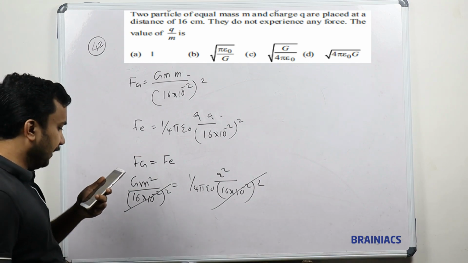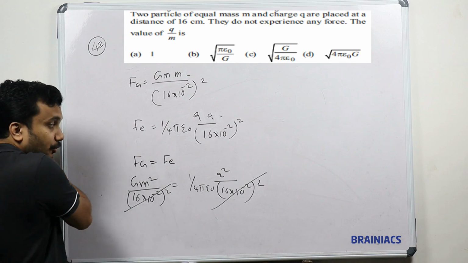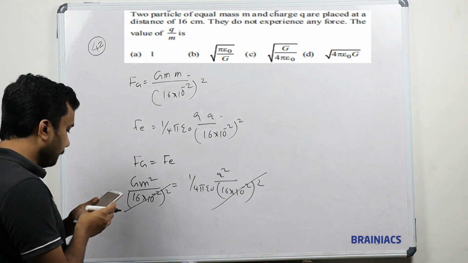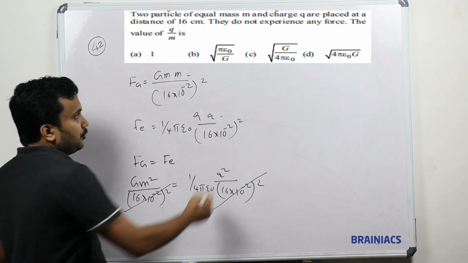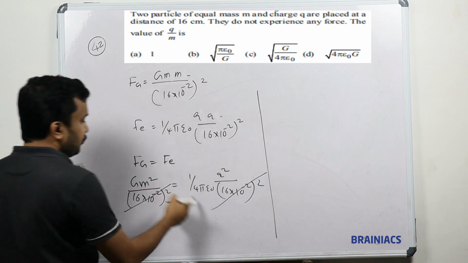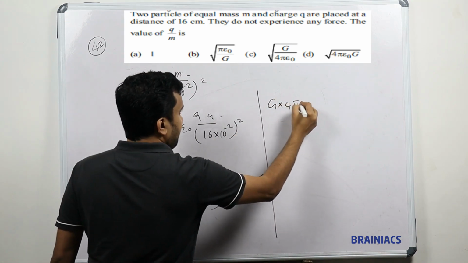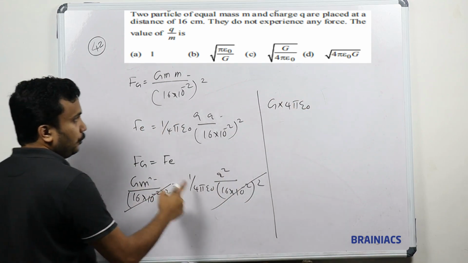What we need to find out? The value of Q by M. So we'll take this M to the right hand side, and G into 4 pi epsilon 0 will multiply here. G into 4 pi epsilon 0 cube.